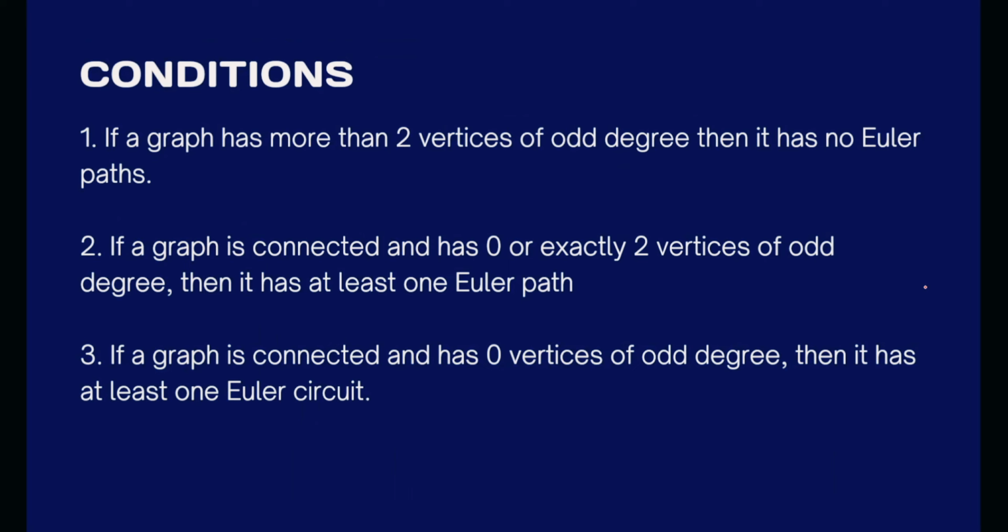There are some conditions for an Euler circuit and path to exist in a graph. If a graph has more than two vertices of odd degree, then it has no Euler path. What is a degree? Degree is nothing but the number of edges incident on that node. If a graph has 0 or exactly two vertices of odd degree, it has an Euler path. If a graph has 0 vertices of odd degree, then it has an Euler circuit. These conditions are very important.